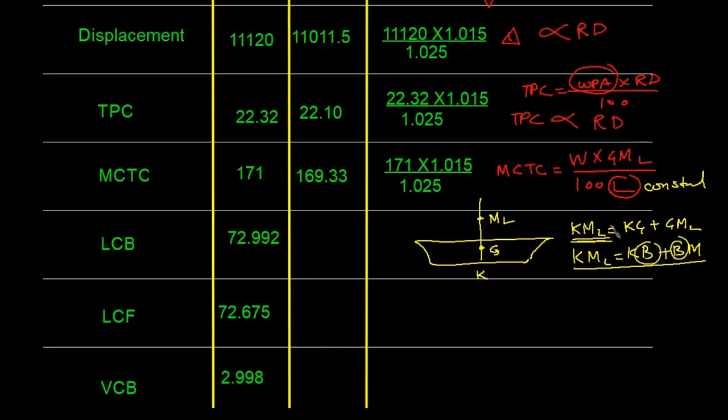Sir, I have a doubt here. KML is equal to KG plus GML, but how is it equal to KB plus BM? Suppose there is a point here, B, below, KB plus BM, like that. Okay.